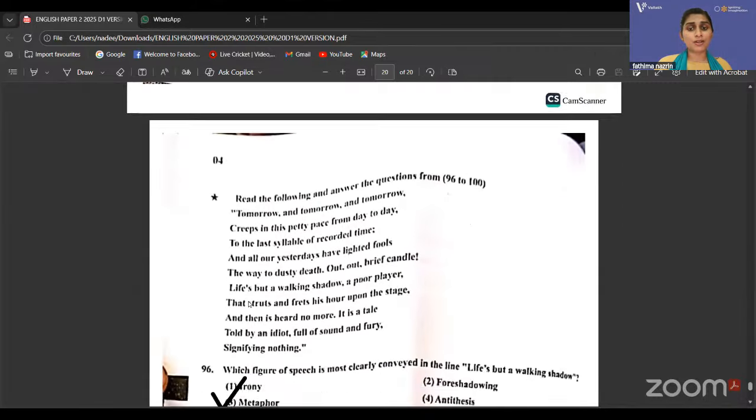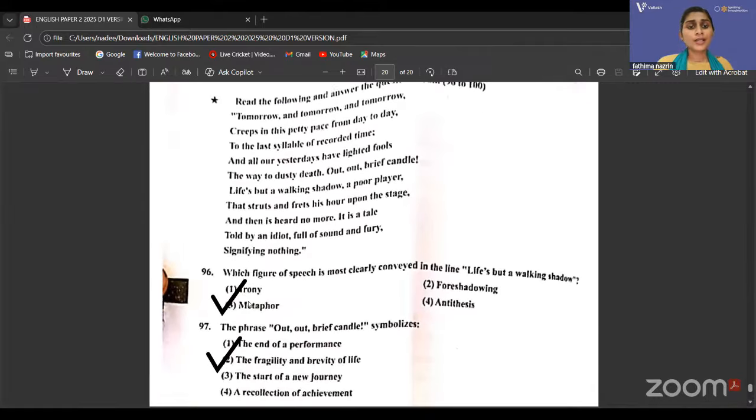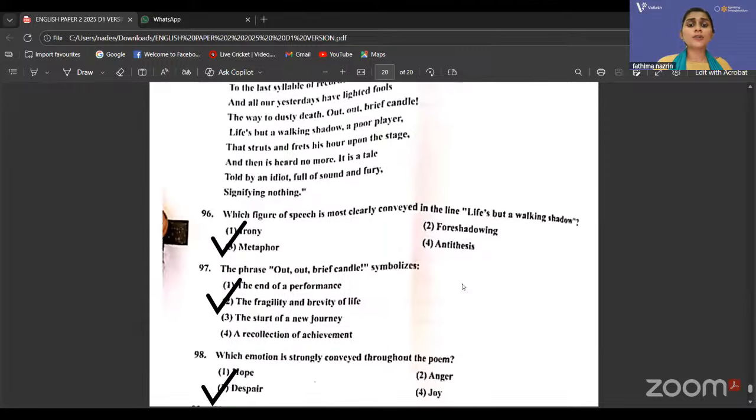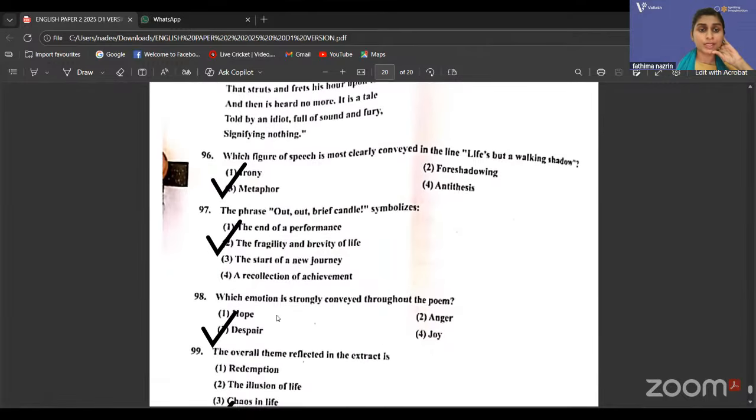Now again you have a comprehension. Here, which figure of speech is most clearly conveyed in the line, life is but a walking shadow? This is a metaphor. It is not irony. It is not antithesis. It is not foreshadowing. It is metaphor. The phrase brief candle symbolizes here, you can understand from the very word brief what the phrase means: the fragility and brevity of life. That is the answer.